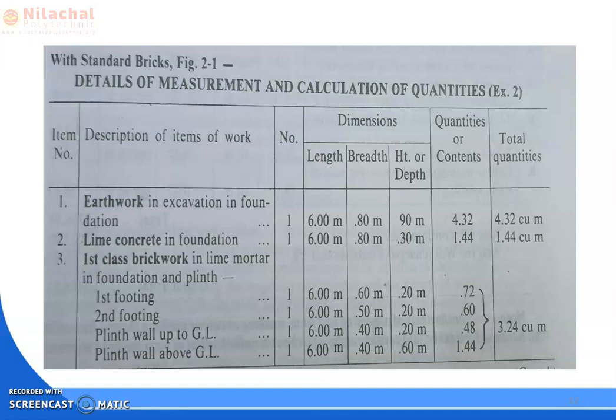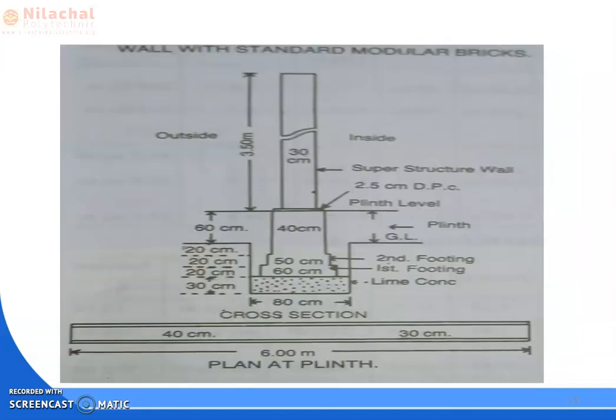The first particular is first footing. The second one is second footing. The third one is plinth wall up to ground level. The fourth one is plinth wall above ground. So the first class brickwork in foundation and plinth part only is calculated in this section.